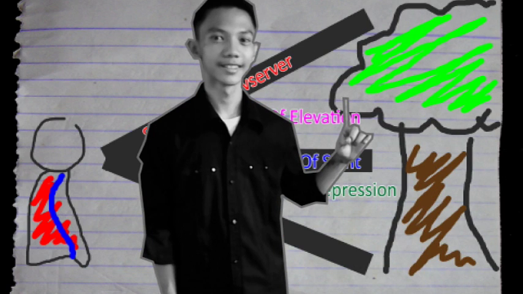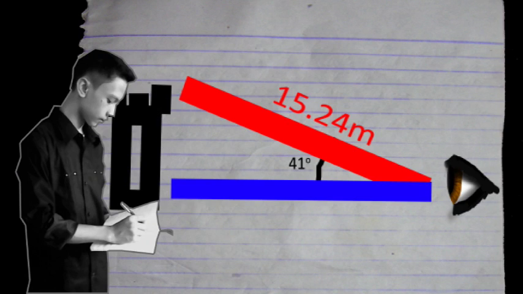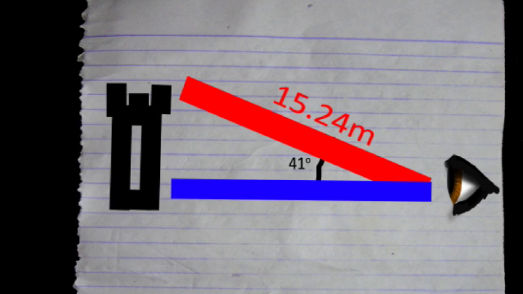So, let's move on to problems involving angle of elevation and angle of depression. Here's our problem. A tower is 15.24 meters high. At a certain distance away from the tower, an observer determines that the angle of elevation to the top of it is 41 degrees. How far is the observer from the base of the tower?